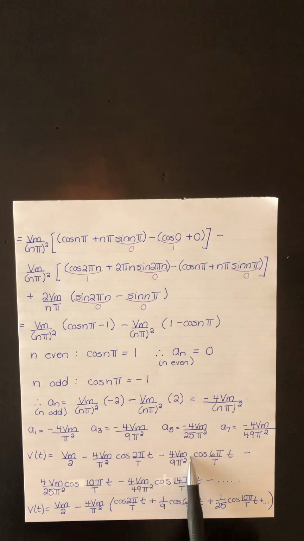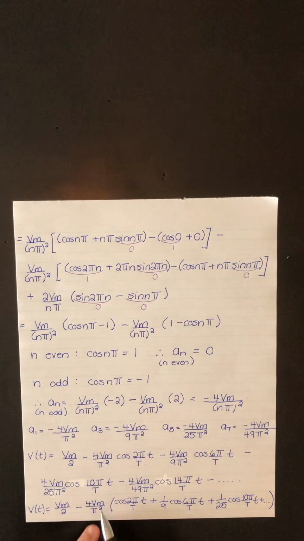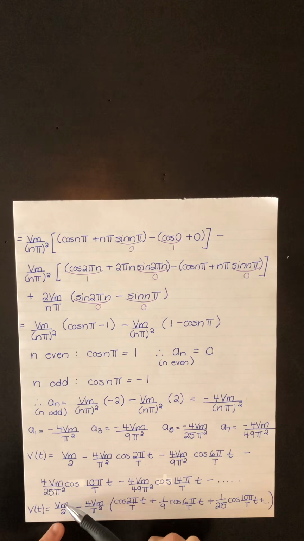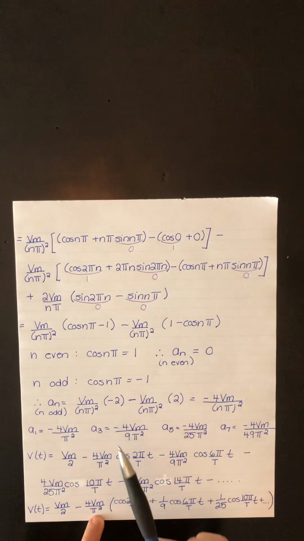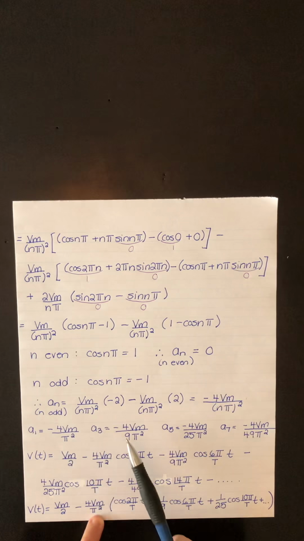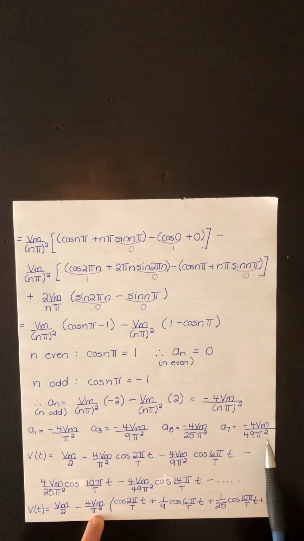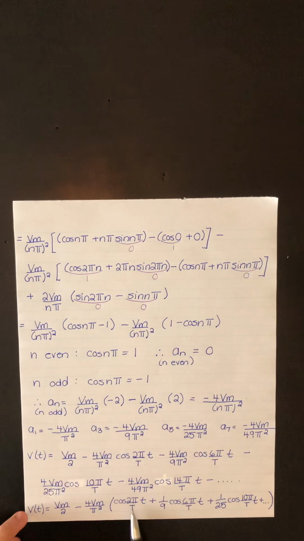From these coefficients, I common factored. I didn't touch A0, it's still out front. From the coefficients, I factored negative 4 Vmax over pi. You can see that that's going to leave you with a 1/9, 1/25, and 1/49 in front of those terms. I ran out of room, so I actually only showed 3 cosine terms in my final answer, plus the A0 term.